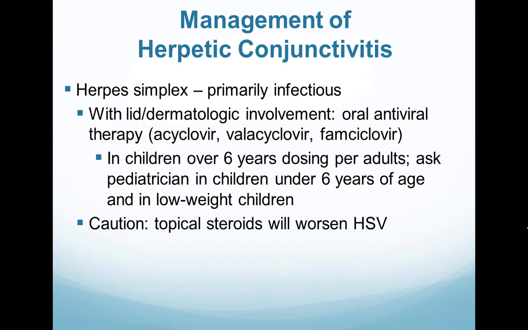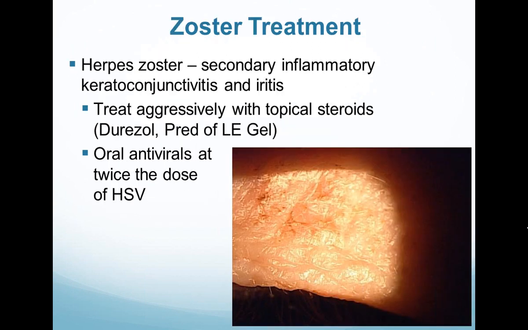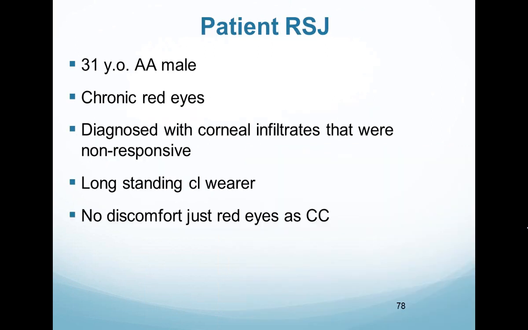Now let's talk a little bit here about some of the bacterial forms. We already covered the childhood. We talked about avoiding steroids. In its zoster treatments, oral antivirals, that would be Valtrex would be my preference for adults. 1,000 milligrams three times a day. And then strong steroids for the iritis, especially Durezol, Pred Forte, LE gel. If there's no iritis, then you could just put them on the oral antivirals and the conjunctivitis will go away.